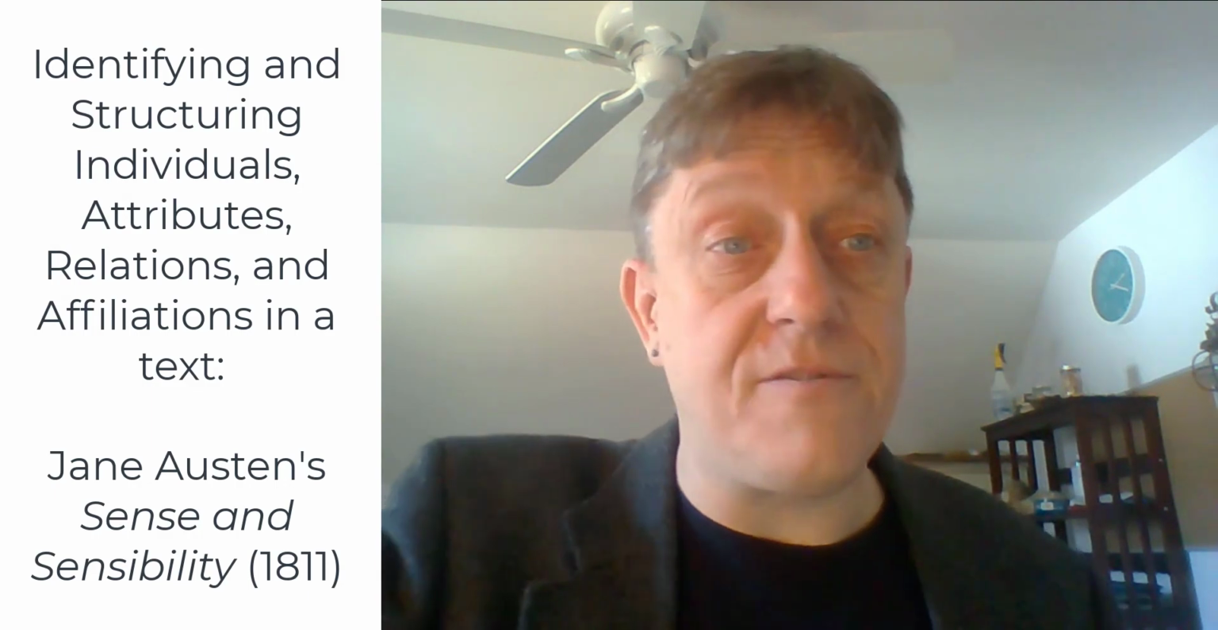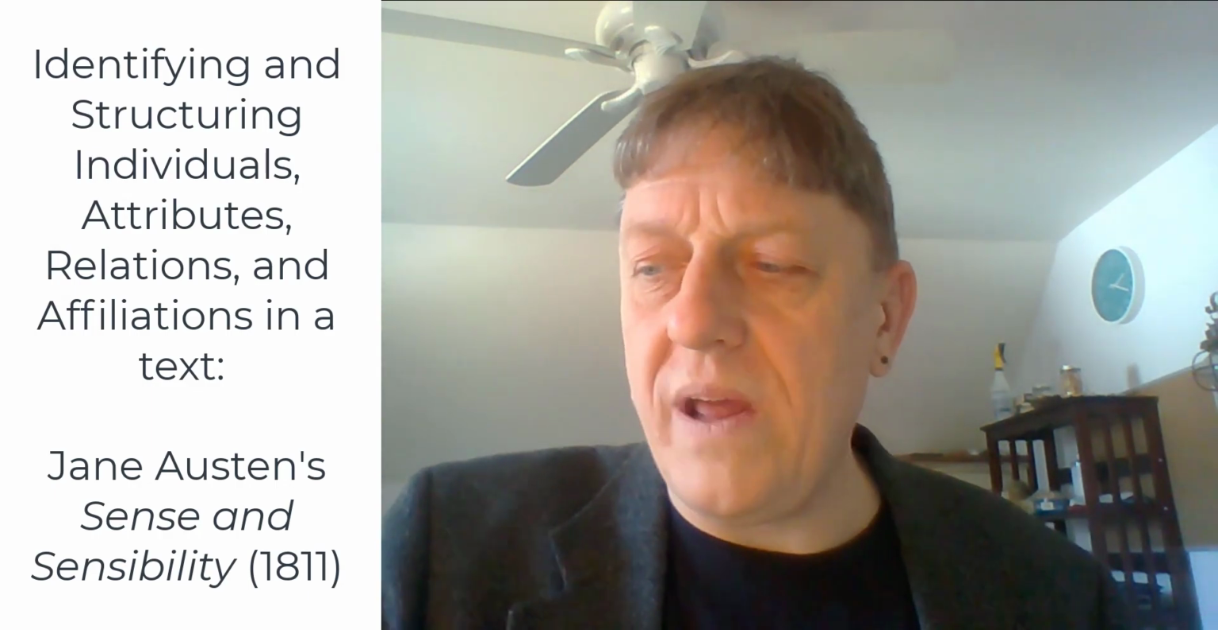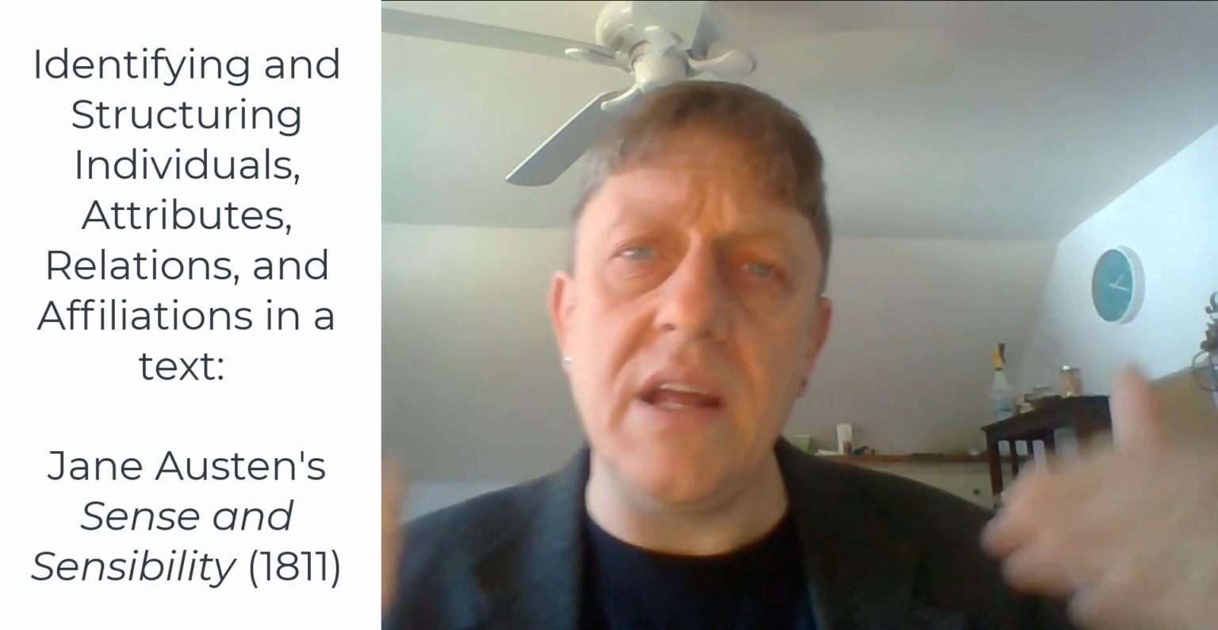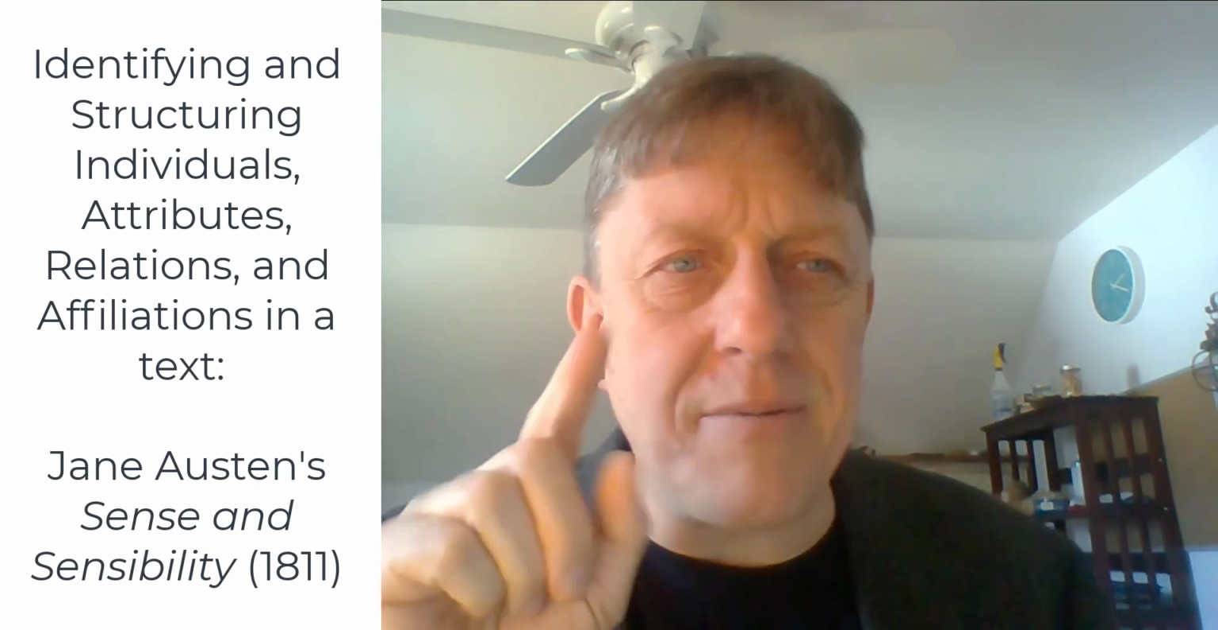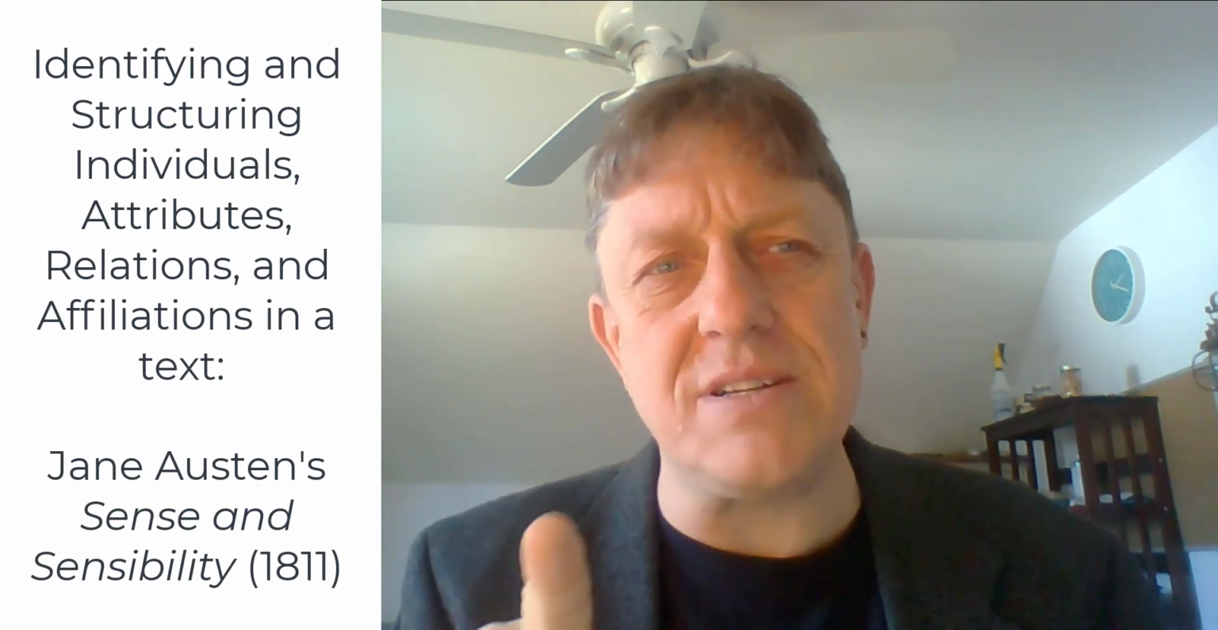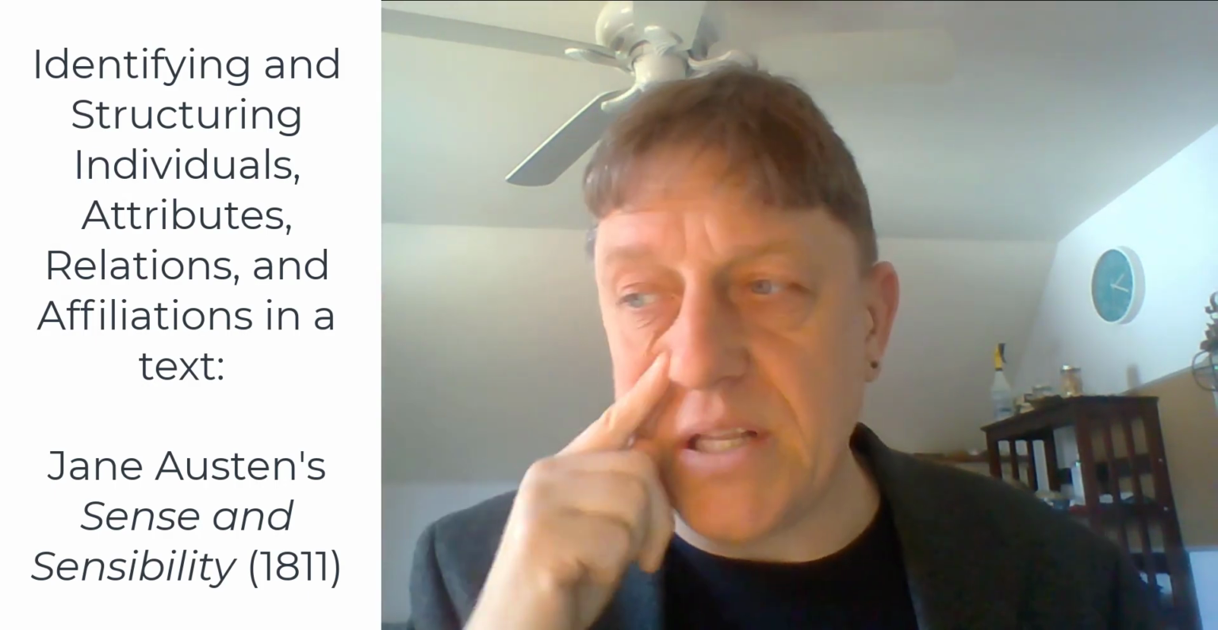Okay, that's the first chapter of Sense and Sensibility. And now we need to think about who were the individuals that were mentioned there. What are the relations and what are the affiliations? And before we do that, let's notice the difference between explicit notice and implicit notice.